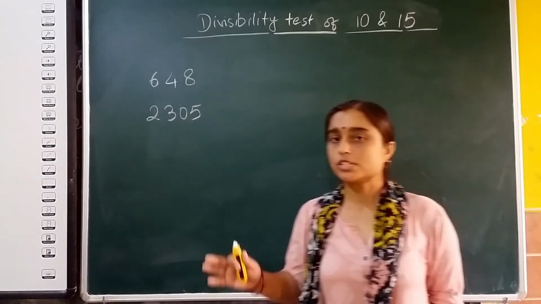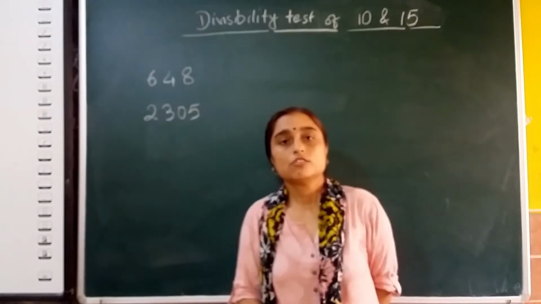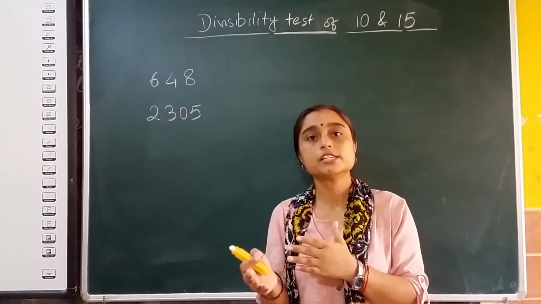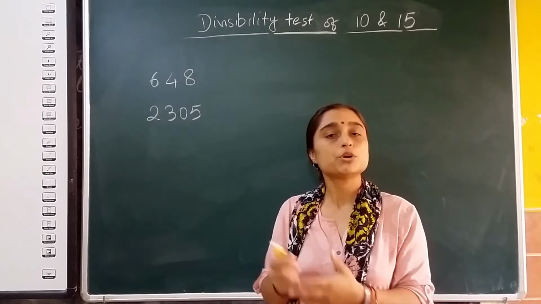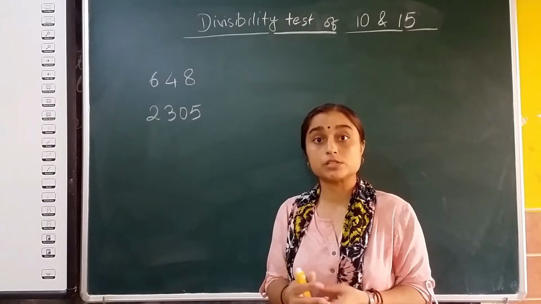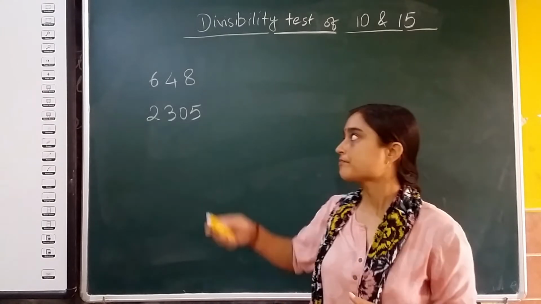Okay. Now see, we have two more numbers. To make everything perfect, now that we know all the things, we should have some more examples. So here are two more examples. See whether these numbers are divisible by 15 or not.